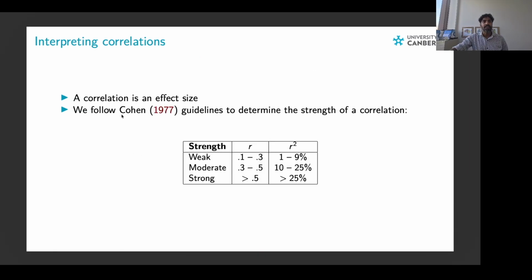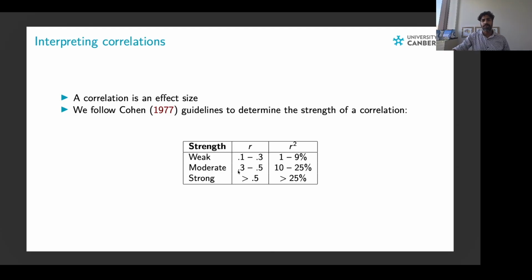Excellent. So a correlation is simply an effect size. The question you may now have is, okay, say I have a correlation of 0.7 or a correlation of 0.2 or a correlation of 0.5. I know how big they are relative to one another, but what about in terms of absolute strength? Well, there are some guidelines that were developed. Cohen provided some guidelines to determine the strength of correlation and suggested that weak correlations are between 0.1 and 0.3.